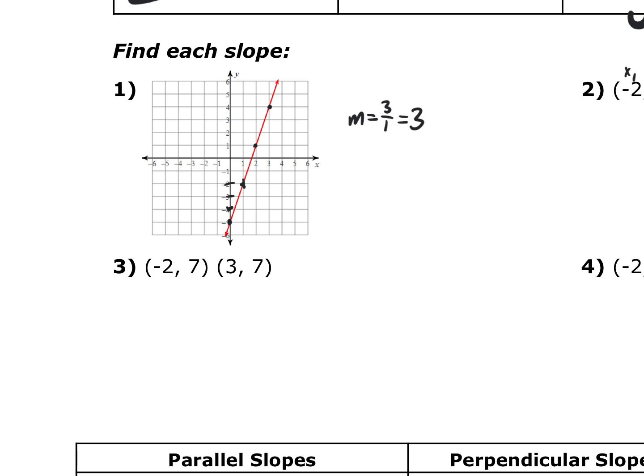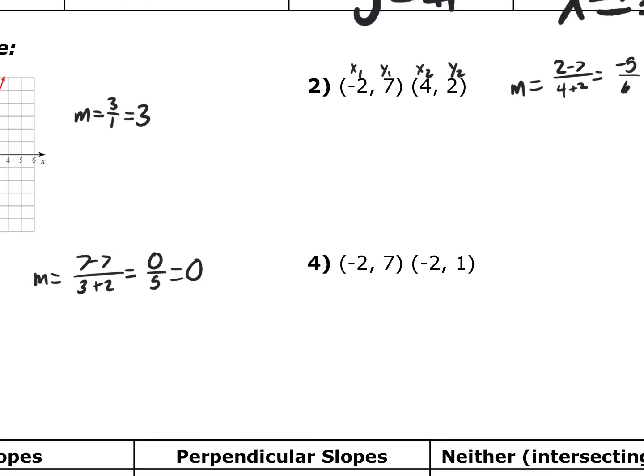So this next one, m equals, we're going to do x1, y1, x2, y2. So we're going to do 7 minus 7 on top, and 3 minus negative 2 is the same thing as plus 2 on the bottom. 7 minus 7 is 0, 3 plus 2 is 5, and 0 divided by anything is 0. So our slope is 0, so this would be a horizontal line.